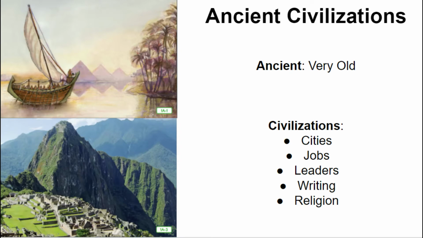In first grade, you probably already learned about the Mayan civilization, the Aztec civilization, the Incan civilization, the Egyptian civilization, and the Mesopotamian civilization. Take a minute to think about what you remember learning about these ancient civilizations.